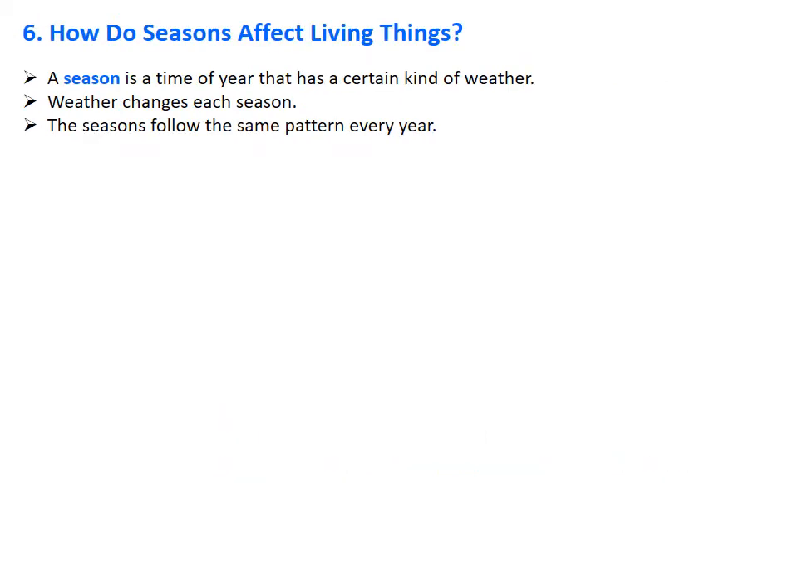We are going to learn now how seasons affect living things. By definition, a season is a time of year that has a certain kind of weather. Weather changes each season. The seasons follow the same pattern every year. Now we all know that fall, winter, spring, and summer are the 4 seasons of the year. We are going to talk in detail about each season.